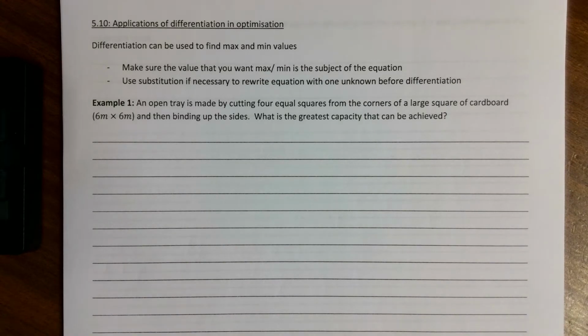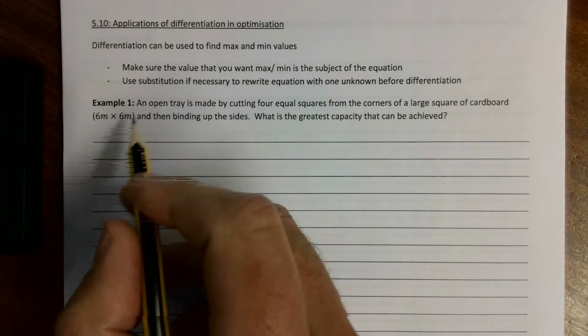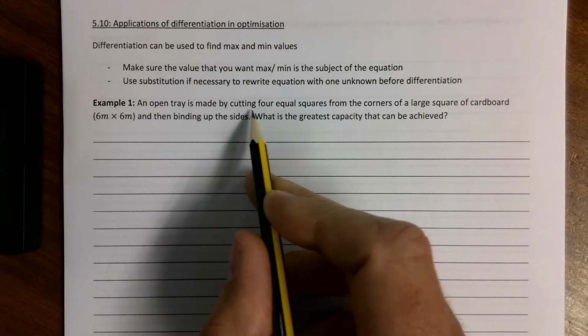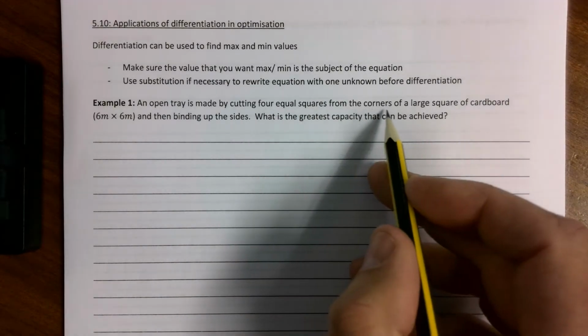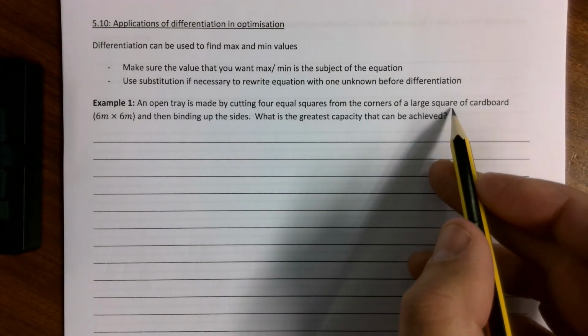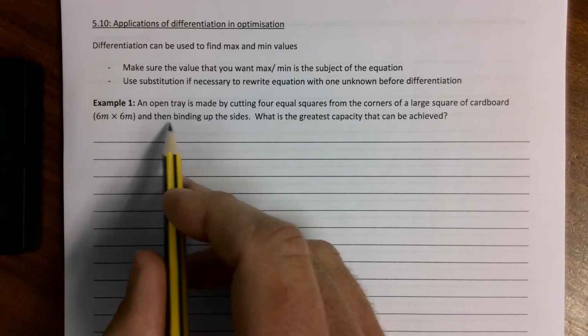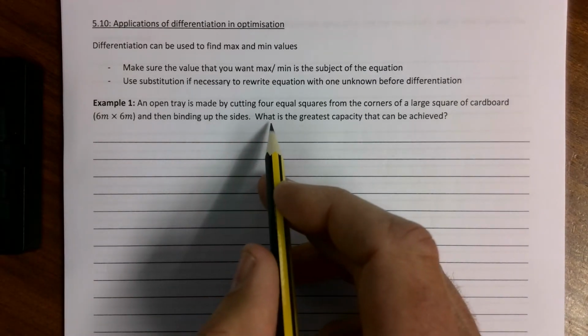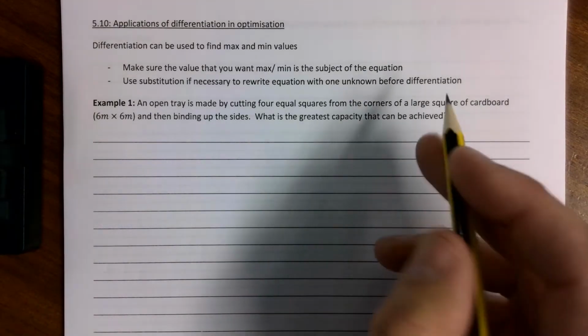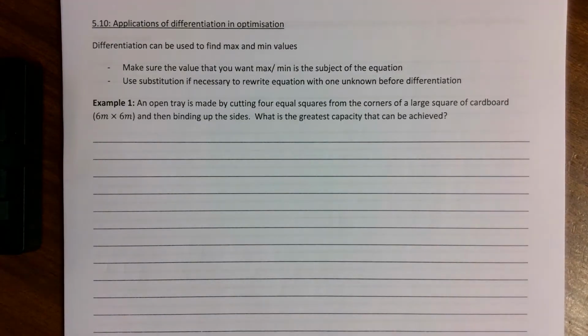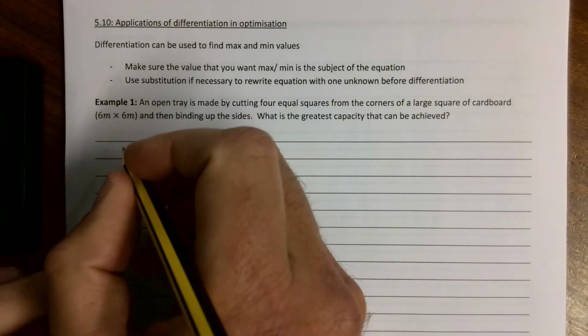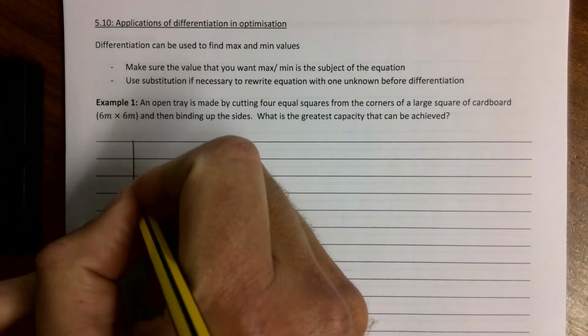Let's take a look then at example 1. So these can be quite tough. An open tray is made by cutting 4 equal squares from the corners of a large square of cardboard 6 meters by 6 meters and then binding up the sides. What is the greatest capacity that can be achieved? So it's effectively an open box we're making from one flat sheet of card that is 6 meters by 6 meters.